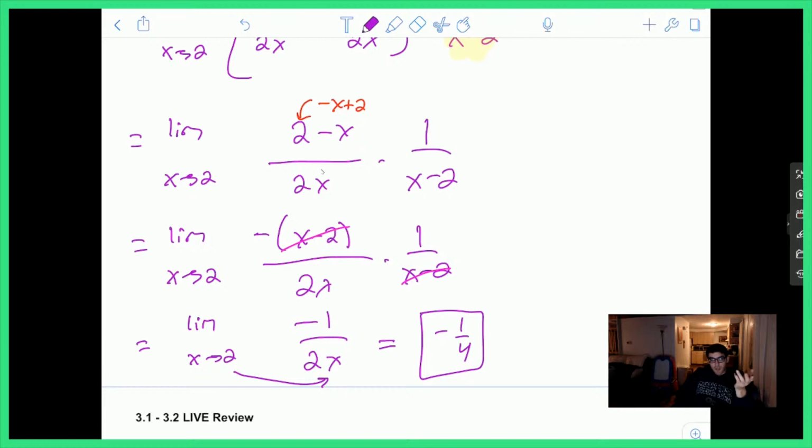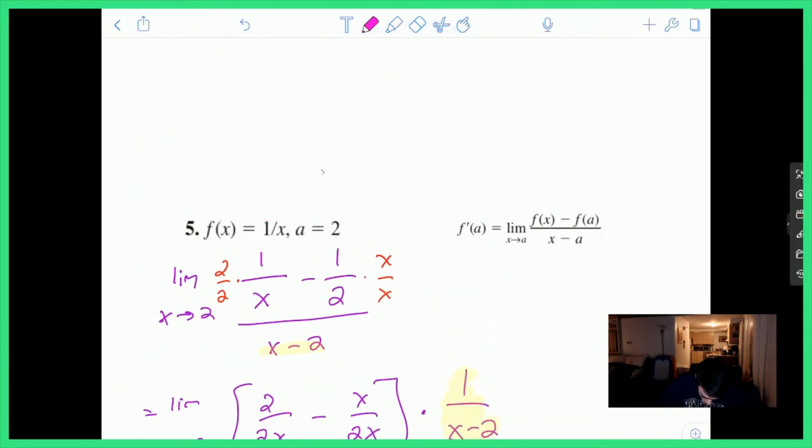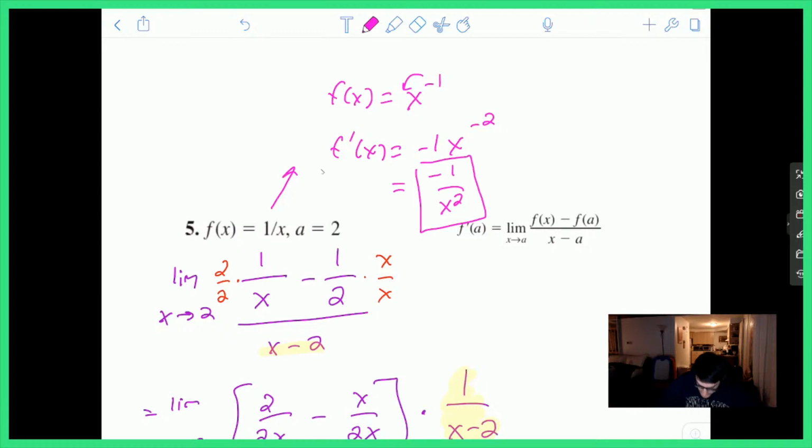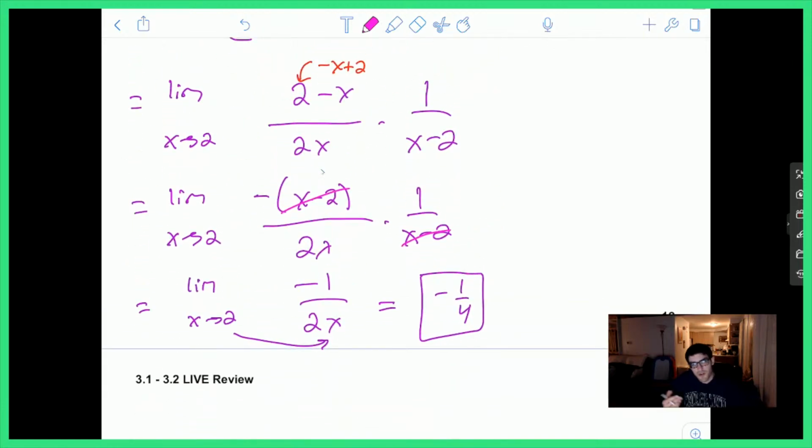It's worthwhile showing you just really briefly how to do this with the shortcut. 1 over x is really just x to the negative first power. So for its derivative, you bring the exponent down, negative 1 times x, and you reduce the power by 1, so negative 1 minus 1 gives you negative 2. So the derivative is negative 1 over x to the positive 2, right? If I plug a 2 into that, you get negative 1 over 4, which is exactly what we just got using the alternate definition. All right, so I just wanted to do one for fun.